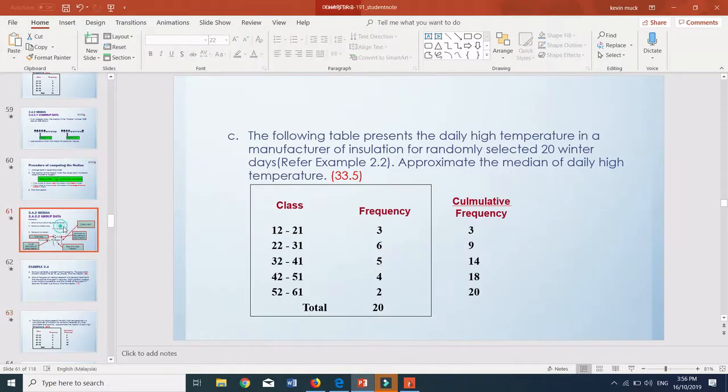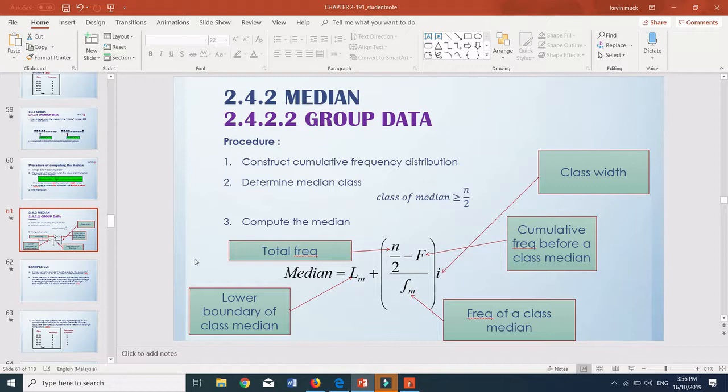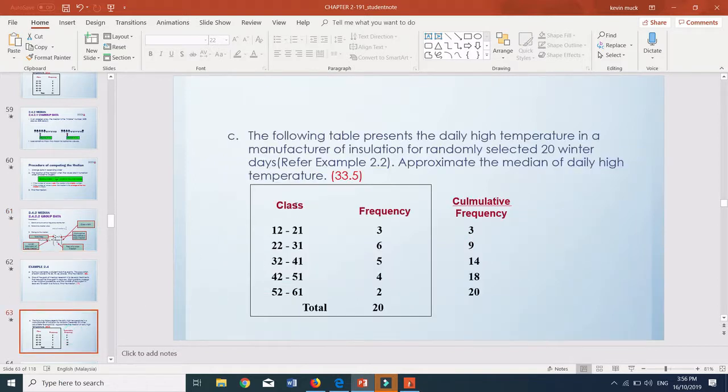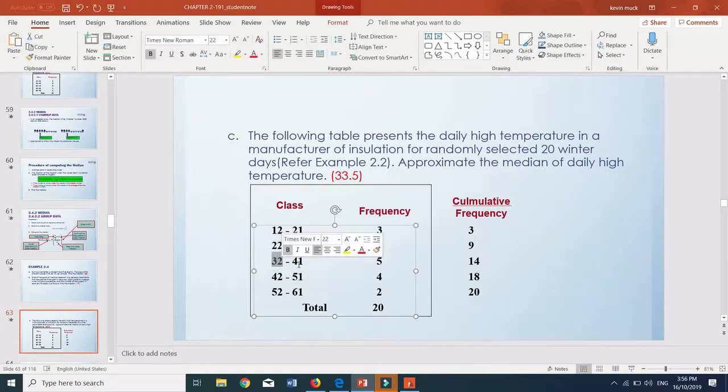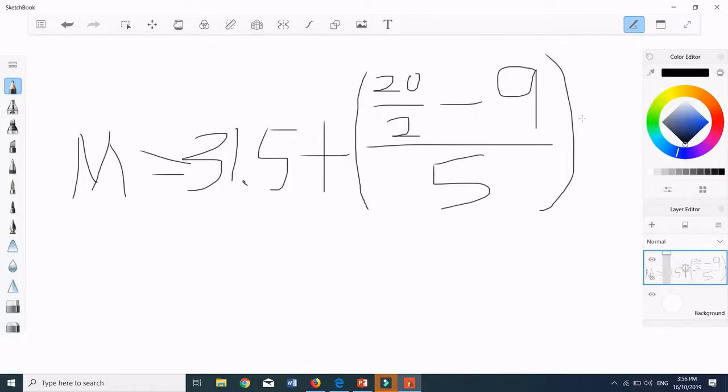And then the last one is the class width. The class width is how many numbers you have inside the class. You take 41 minus 32, and you plus 1. So 41 minus 32, you get 9, and you plus 1, you will get 10. So this is the class width.